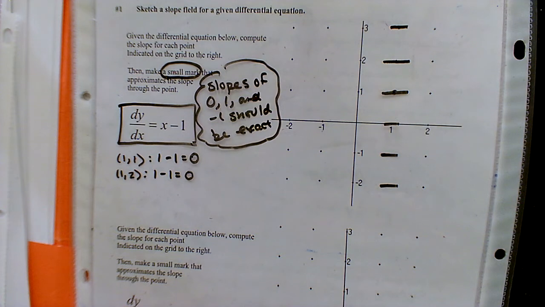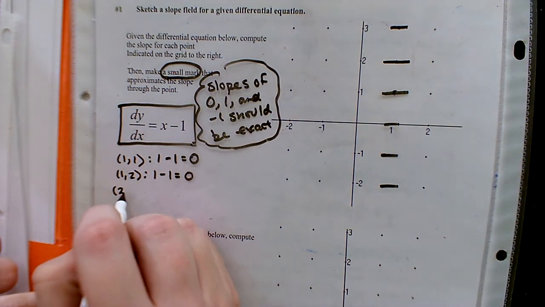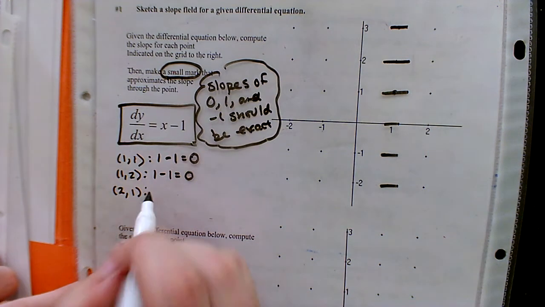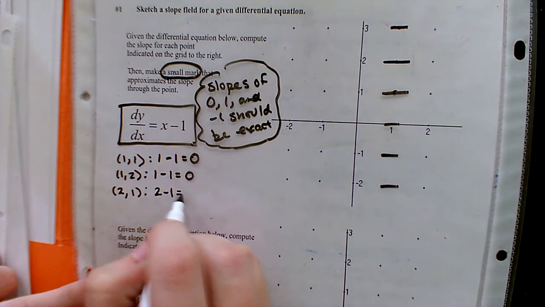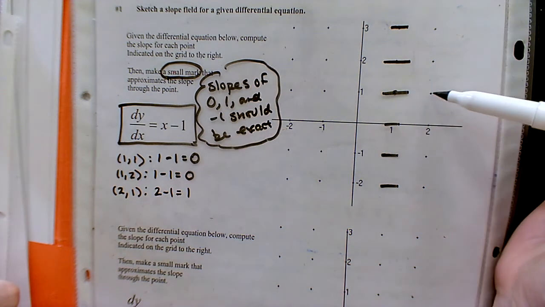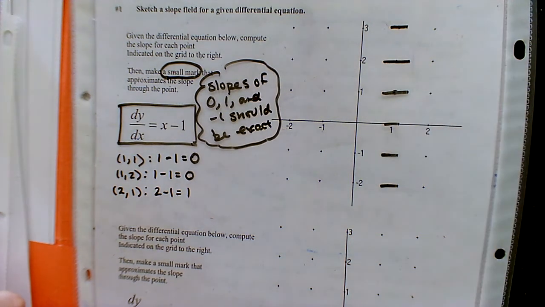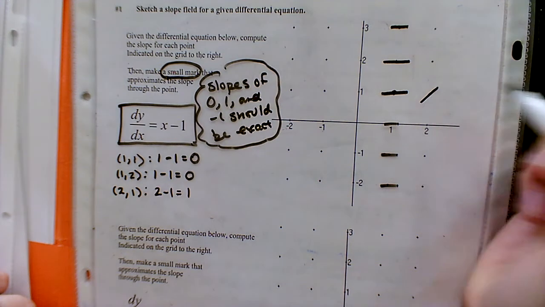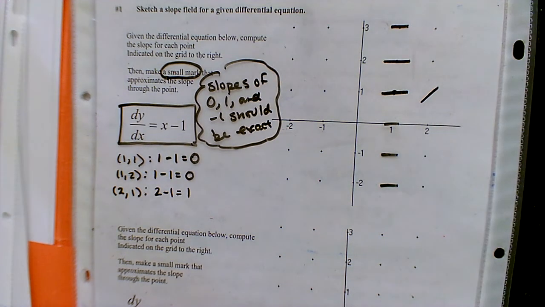Let's pick another point. 2, 1. All right. Plug in 2 for the x. Looks like we get 1. This is another special slope we should be able to draw exactly. So at the point 2, 1, it needs to be a perfect 45-degree angle, like you were connecting opposite corners in a square. So there's our slope of 1.